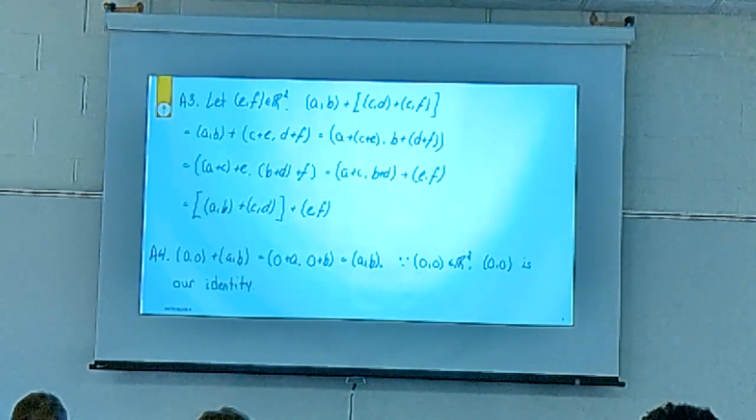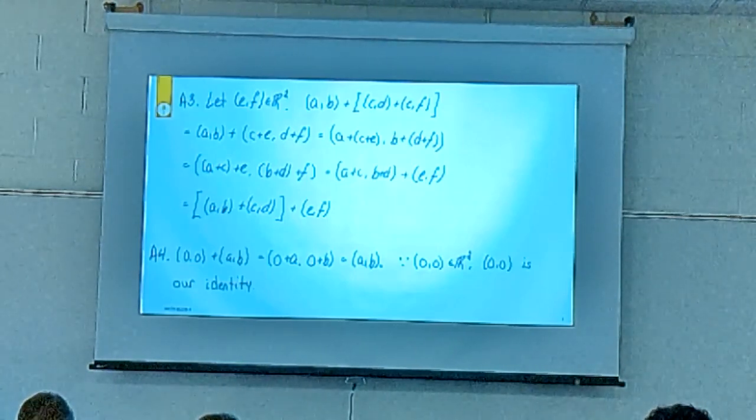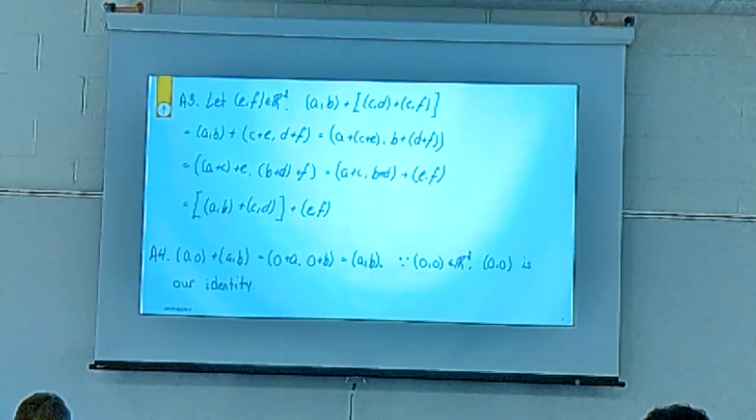Notice that A4 said there exists an additive identity, which means all I have to do is find the vector, which we just did. So that proves A4.